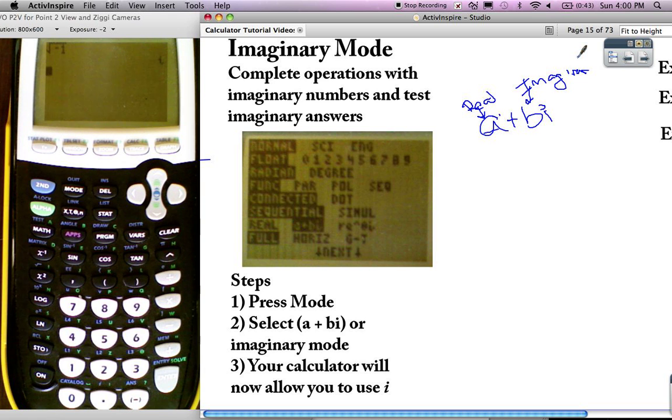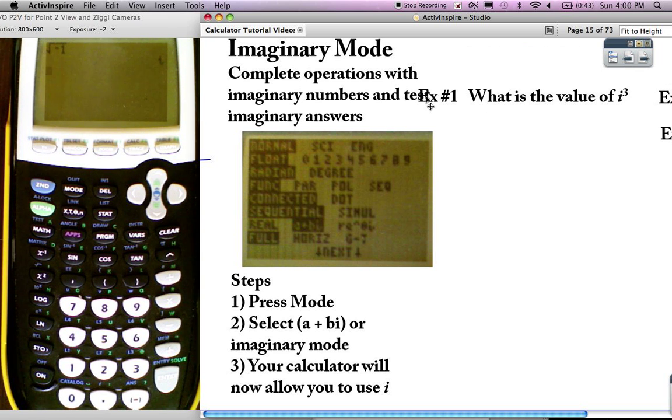And notice what it says. The square root of -1 is i. How can this be helpful? Well, let's just look at some examples.